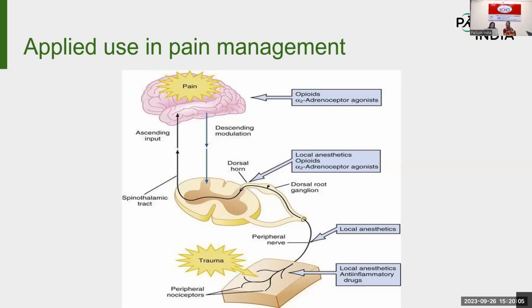Myocardial infarction, what are the types of pain that you know? Myocardial infarction, visceral pain. It is referred pain, sorry, referred pain. So the rest can also participate and see, because all these are basic stuff.